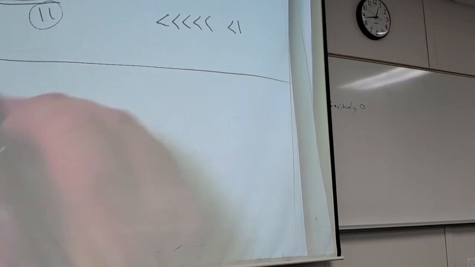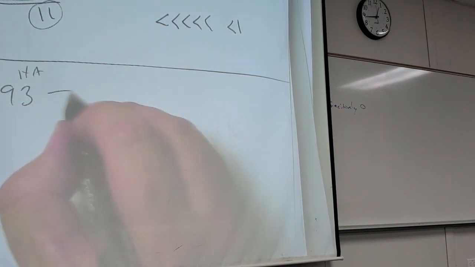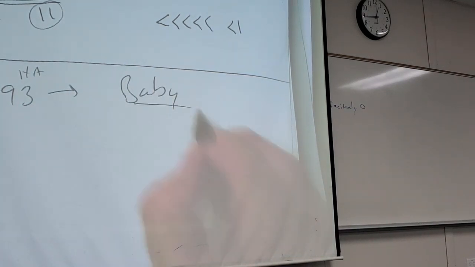Let's do a bigger one. What if I had this number? What do you got, Jeff? Sure. 10,193. From Hindu Arabic to Babylonian.